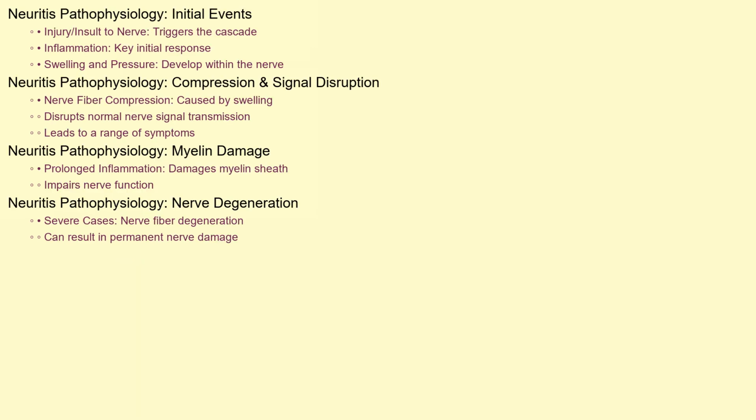The pathophysiology of neuritis involves a cascade of events triggered by the initial injury or insult to the nerve. Inflammation leads to swelling and increased pressure within the nerve itself, compressing the nerve fibers. This compression disrupts the normal transmission of nerve signals, leading to a range of symptoms. Prolonged inflammation can damage the myelin sheath, the protective covering around nerve fibers, further impairing nerve function. In severe cases, the nerve fibers themselves can degenerate, resulting in permanent nerve damage.